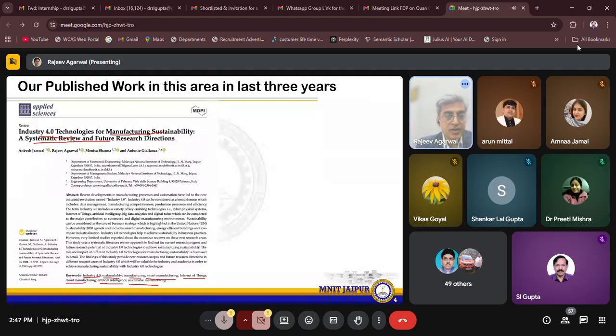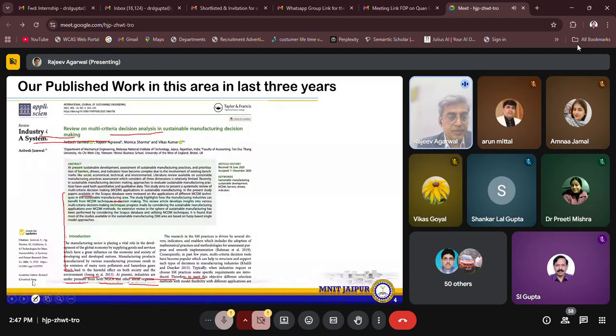And here you can see the paper has given recent development in manufacturing process, where I have just explained Industry 4. And then Industry 4 has key enabling technologies and the sustainability. So this is what the abstract has been written. The first foremost thing for any paper is your keywords.